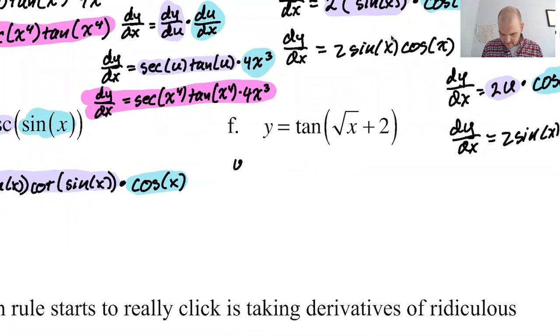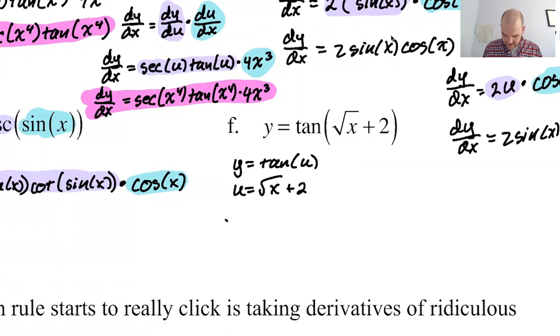I'll say that y is equal to the tan of u. u is equal to the square root of x plus 2. Actually, 2 plus radical x is safer because you'll never think that the 2 is inside the radical, whereas the other way around, you might accidentally think that. Whatever, it's up to you.